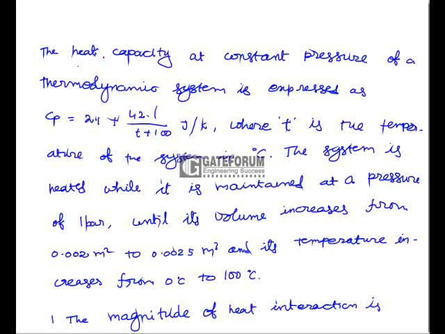until its volume increases from 0.002 meter cube to 0.0025 meter cube, and its temperature increases from 0 degree centigrade to 100 degree centigrade. The magnitude of heat interaction is asked. It is a linked answer question in such a way that the second question answer depends on the first question answer. Here the first question is the magnitude of heat interaction, and the second question is the increase in internal energy of the system.